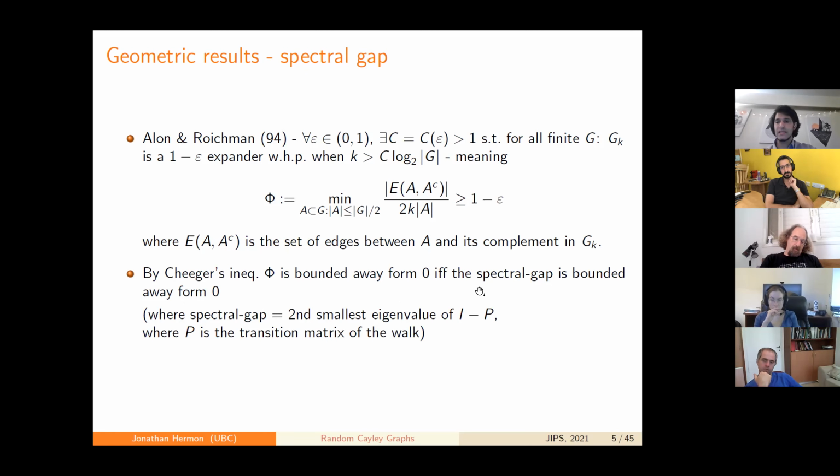Here the spectral gap is the second smallest eigenvalue of the Laplacian, so the identity matrix minus the transition matrix of the simple random walk.